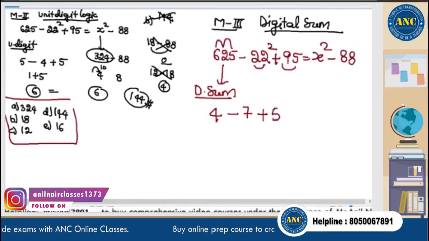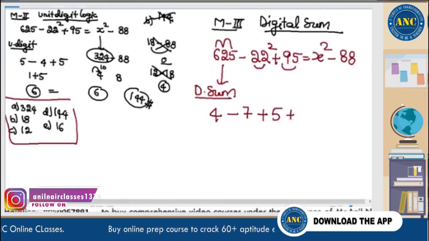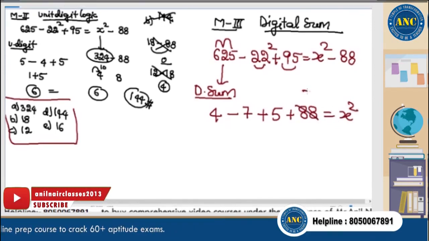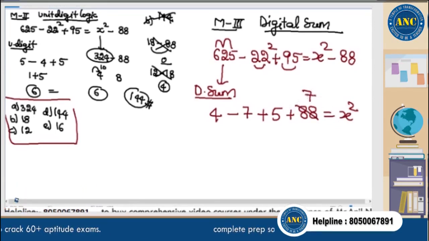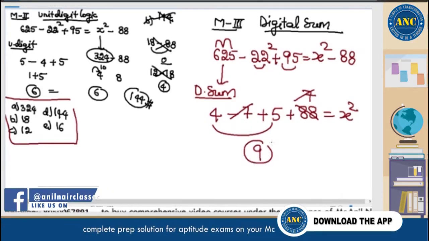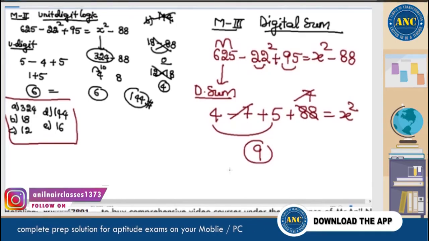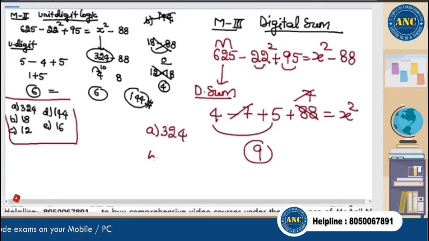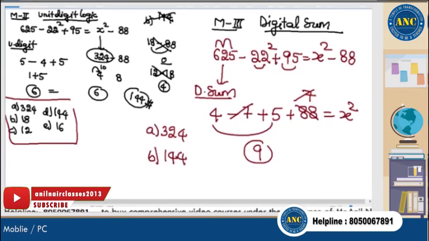It is 5. So what is plus? 88 is equivalent to x square. 88 is nothing but 7: 8 plus 8, 7. These over. 4 plus 5 is 9. X square should give you 9. So we are stuck with 324 and 144. Both are giving you digital sum 9.